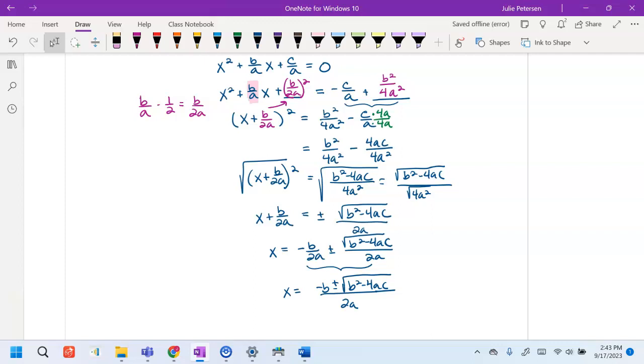Okay, so take a look at that. Make sure you feel comfortable with how each of those steps were done. And if you need to, rewatch the video.